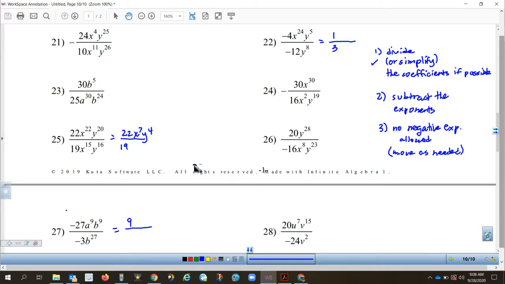But what if I have more on the bottom, right? Okay, so in this case, again, I'm going to let you do the coefficient part. But right here, if I did 4 minus 11, I would get x to the negative 7. And if I did 25 minus 26, I would get y to the negative 1, right? But since we're not allowed to have negative exponents, I would then have to move that one down to the bottom, and I would have to move that one down to the bottom.